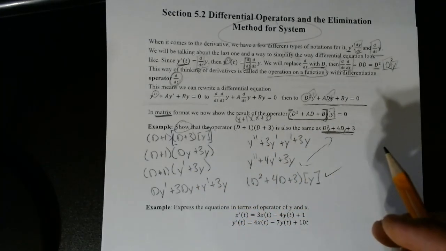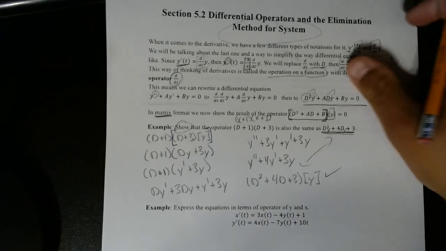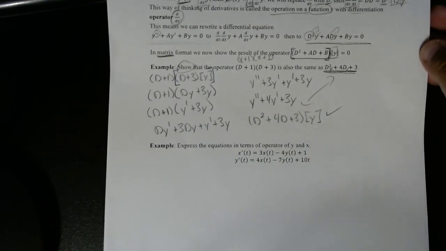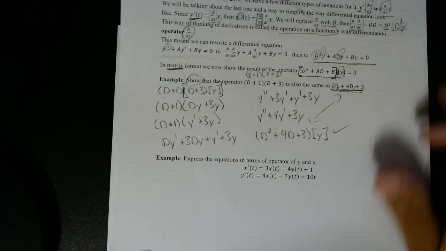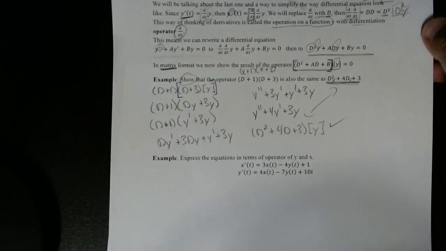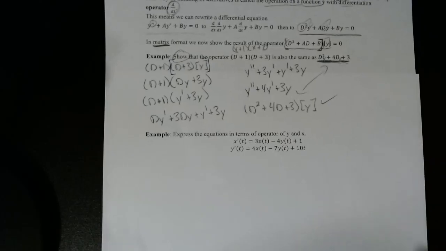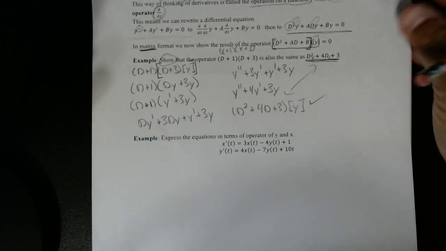Okay. So now that we have an idea of what this represents, let's try this in a system of equations. This is the type of stuff we can now solve using these types of operations or operators. All we want to do is express the equations in terms of the operator of y and x. All this is saying is we want to convert it using just dy dx's, and that's it. No primes or anything like that.